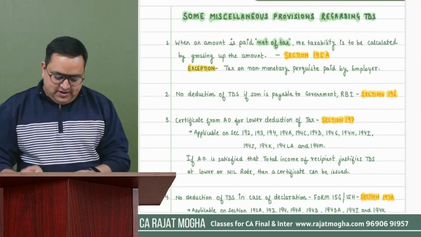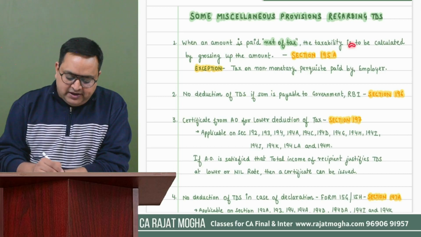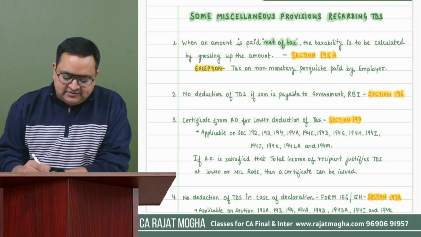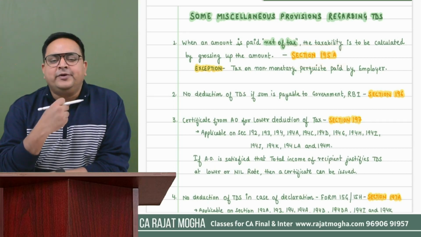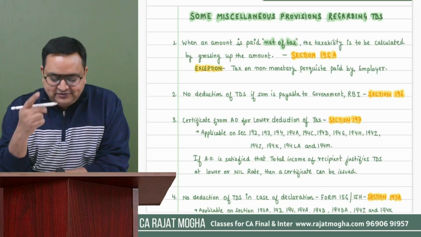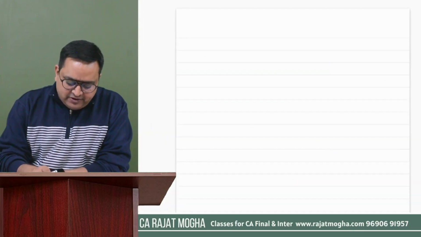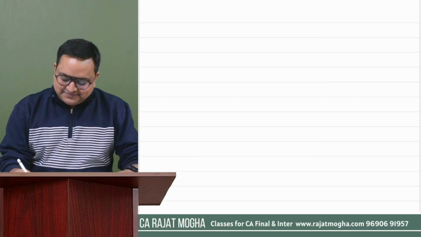Okay. The first point says that when an amount is paid net of tax, the taxability is to be calculated by grossing up the amount. That we have already discussed. You don't need to remember the section number, but you should always know that whatever amount we receive after TDS, we have to gross it up. Although we have already discussed this, let me just recap that provision.